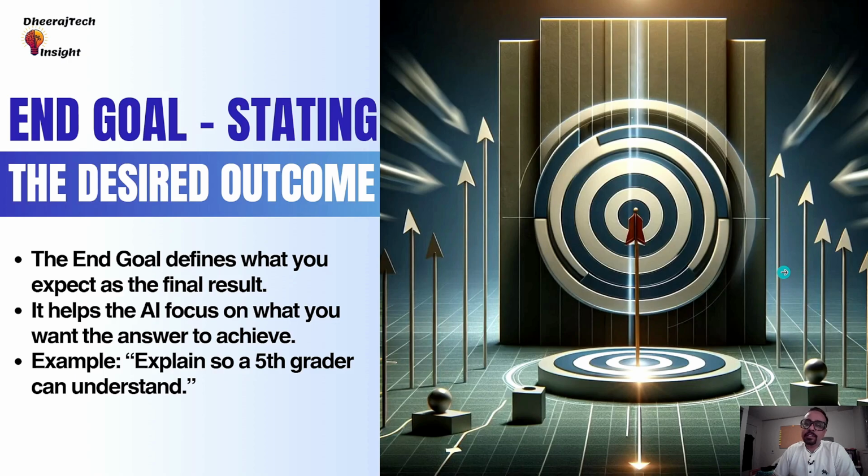What's next? So next is setting the end goal. The end goal is a specific outcome you want from the AI's response. It tells the AI what kind of result you're looking for.